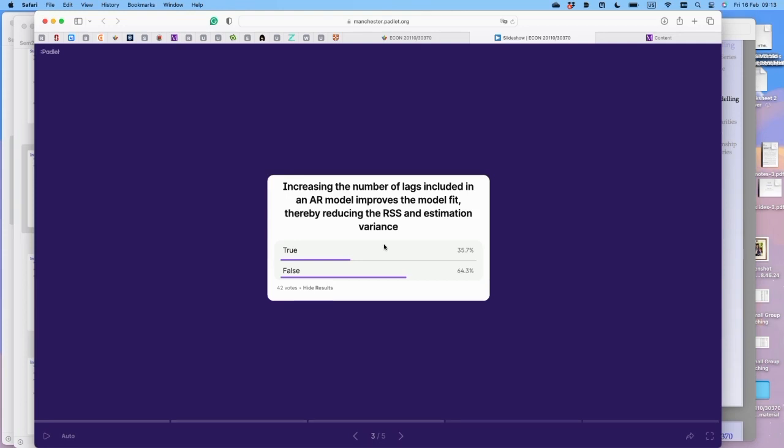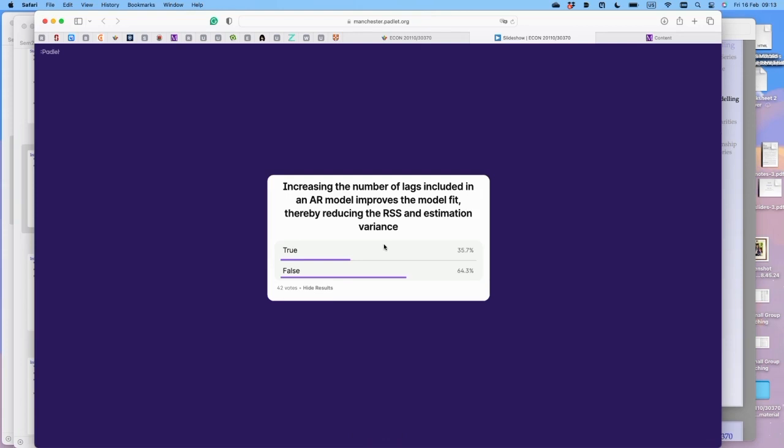Increasing the number of lags thus improves the model fit and therefore reduces the residual sum of squares, but it inflates the estimated variance, okay? So this is a false statement. And that's why we have the bias and variance trade-off, okay?